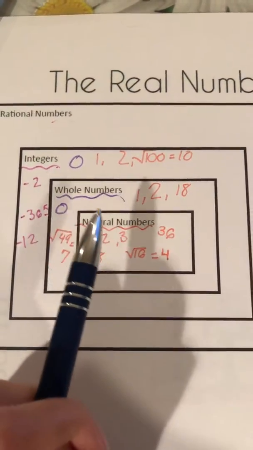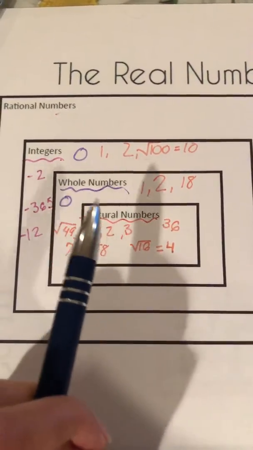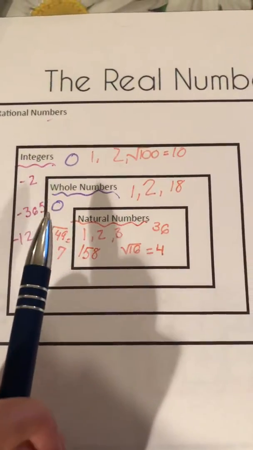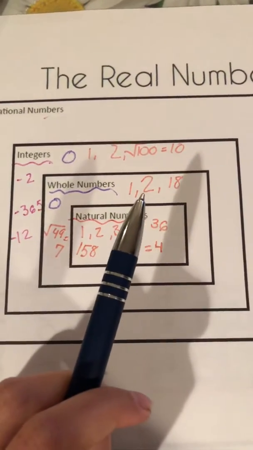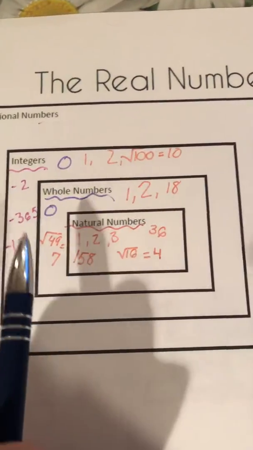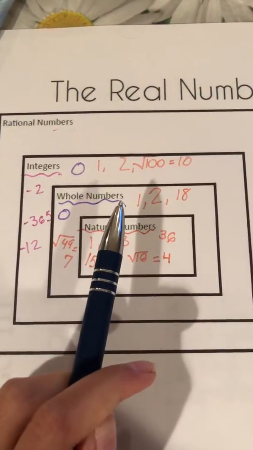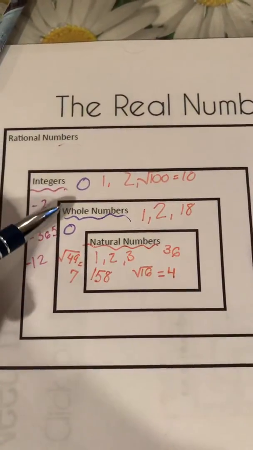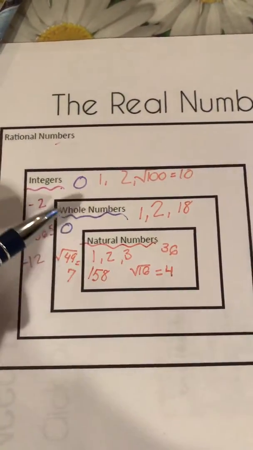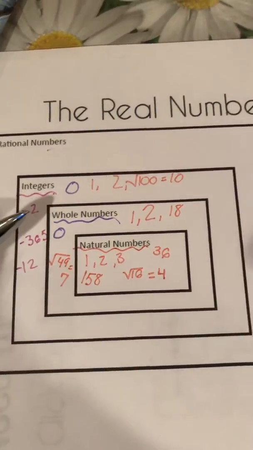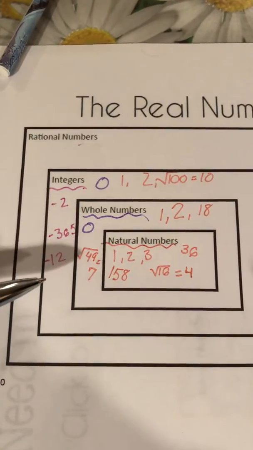Whole numbers include natural numbers, that's why it's inside the box, as well as the number 0. So 1, 2, 3, 4, 18, square root of 49, which is 7, 0, all whole numbers. Integers include whole numbers and natural numbers. That's why the boxes are inside the integer box, as well as negative numbers.